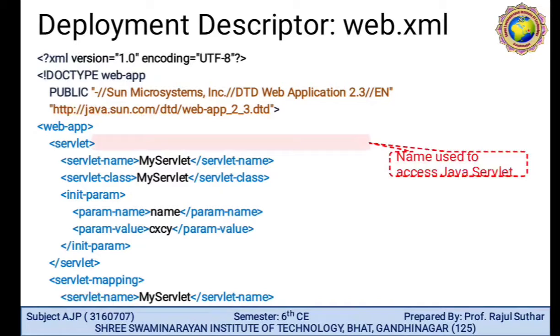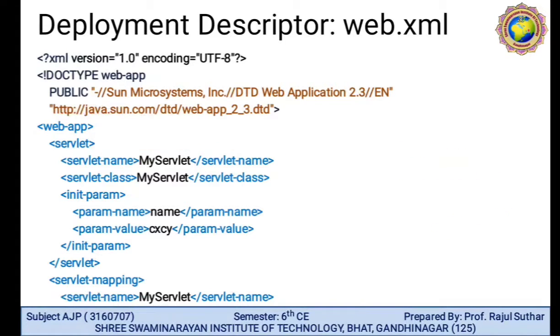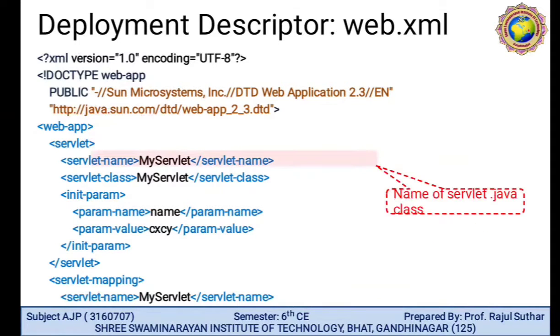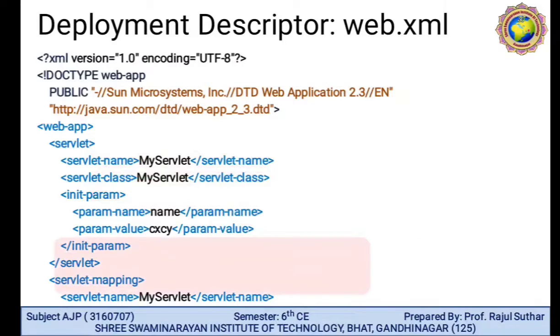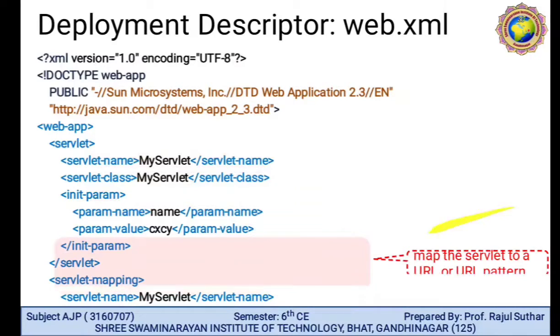Name is used to access the java servlet. Here the name of the class is myServlet. So the name of the servlet is the servlet Java class. The init param is used to pass the parameter to the servlet from web.xml. So we require the parameter and we are mapping. So servlet-mapping is required to map the servlet by using a URL or URL pattern.